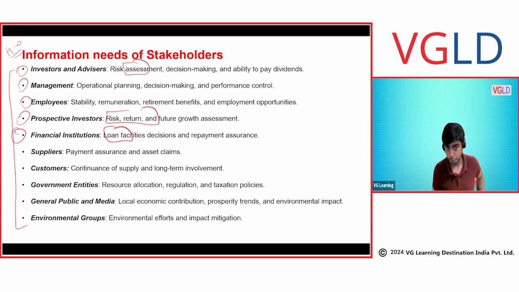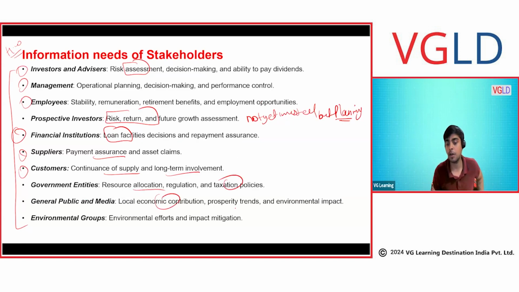Prospective investor, prospective investor is somebody who has not invested yet but planning to. Whether we should buy the share of the company, whether we should invest in the business. Supplier, basically payment assurance. Customer, continuous supply of long term inventory. Government entity, resource allocation, taxation policies. General public media, local economic contribution. So everybody has different use of the same financial statement, and that is why we prepare financial statement for stakeholders.